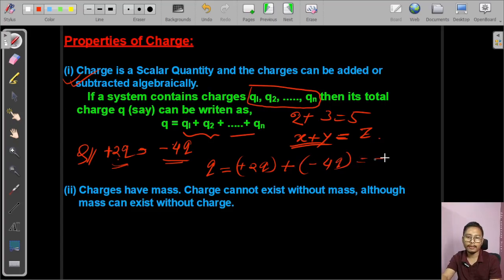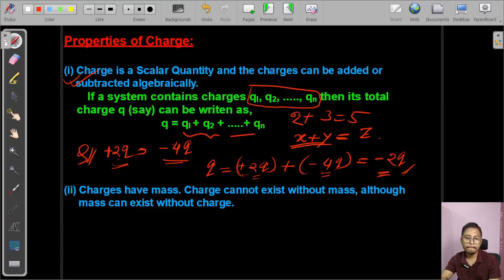Then what will be the result? Minus 2q total charge. That means minus 2 and plus 2 will cancel each other. Understood? In this way, charges are cancelled. The remaining charge is the total charge of the system, and this remaining charge has a minus sign, right? This way you can get the total charge.